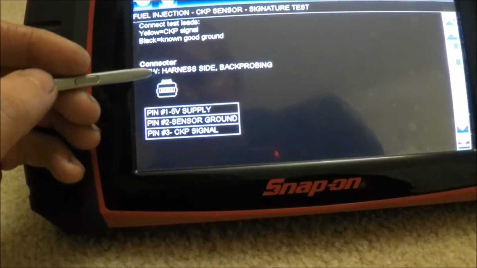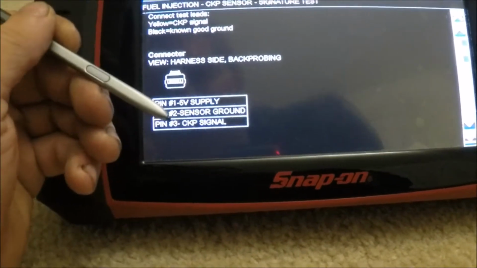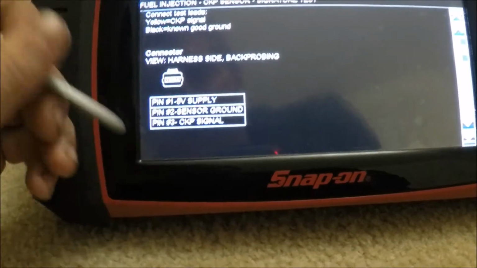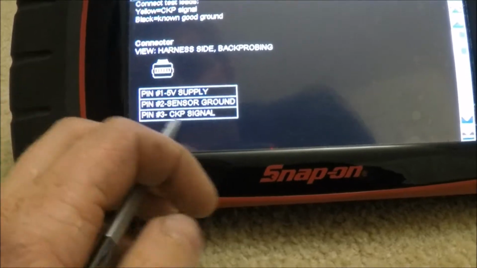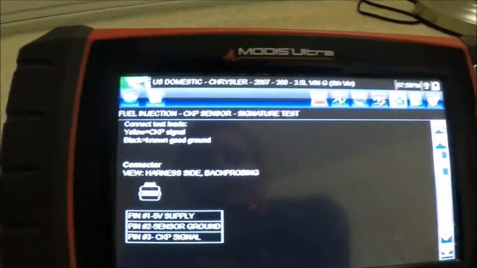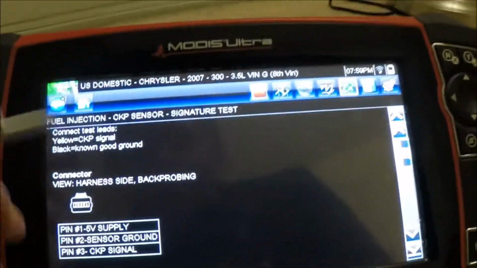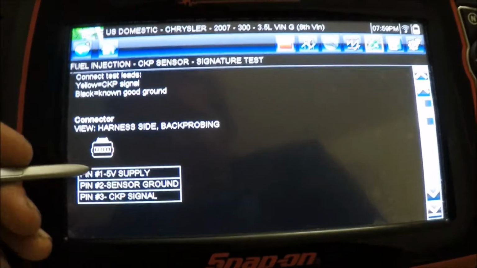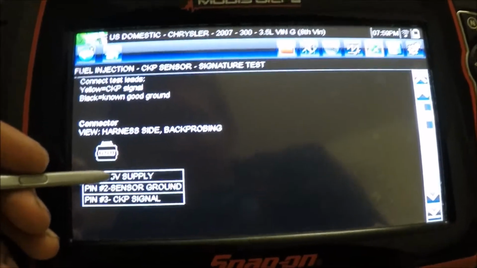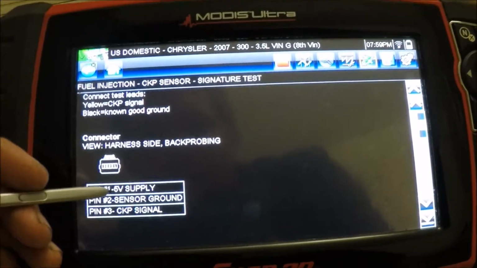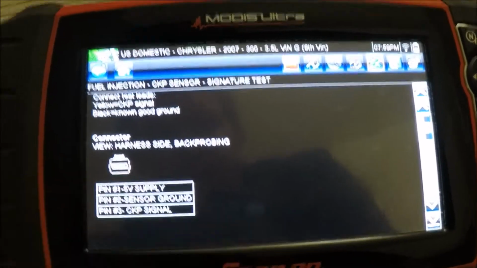It shows you on the connector which wire you want, pin 3, back probing the harness side of the connector, towards the sensor, and you pick this far side wire, CKP signal. And if you're not sure which wire is the signal wire, you can always pick the far right side. If you have a 5-volt supply with the key on, engine off, then you know that the wire on the other side is the signal wire.